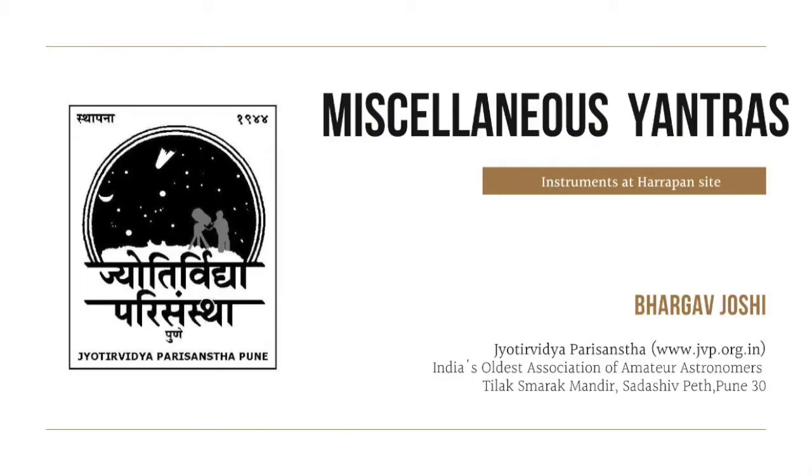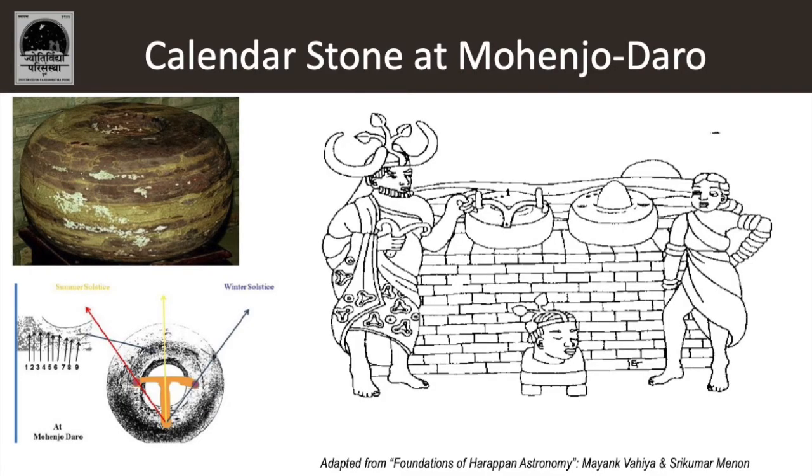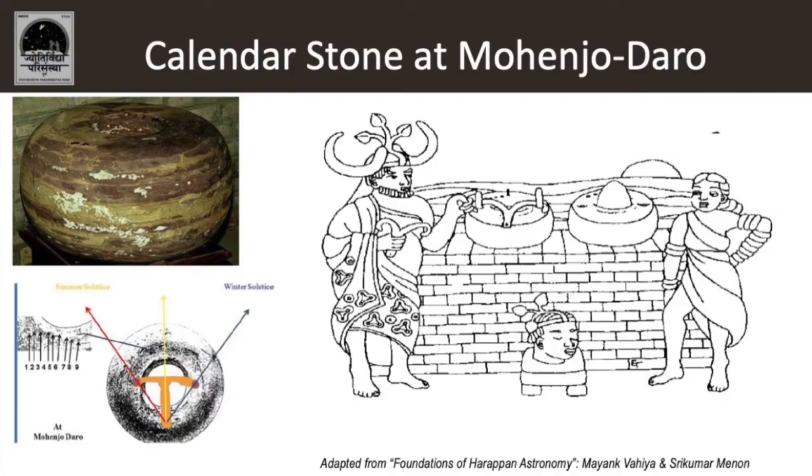There are certain miscellaneous yantras. This is a calendar stone which was found at Mohenjo-daro. Mohenjo-daro is a civilization which dates back as far as 3500 BC. They had to determine the winter solstice and summer solstice, because winter was very harsh for survival, whereas summer was easier for harvesting. So in order to determine when the winter season begins and when the summer season begins, they had created a stone.